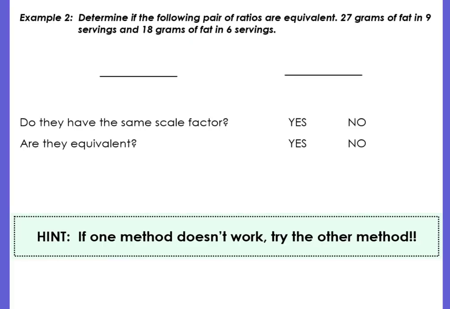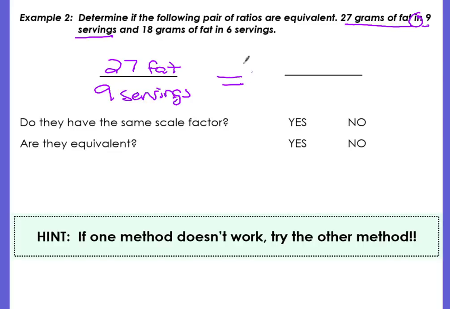Second example, determine if the following pair of ratios are equivalent. So we're going to have 27 grams of fat, so I'm going to put 27 fat in 9 servings. Make sure you include your label. And we're going to compare that to see if they're equal to 18 grams of fat in 6 servings. So here's 18 fat and 6 servings.